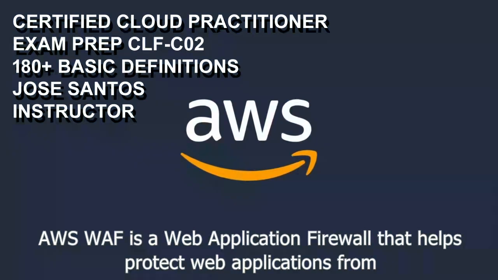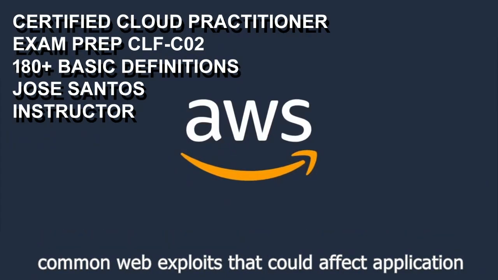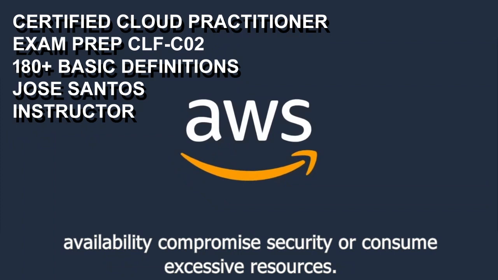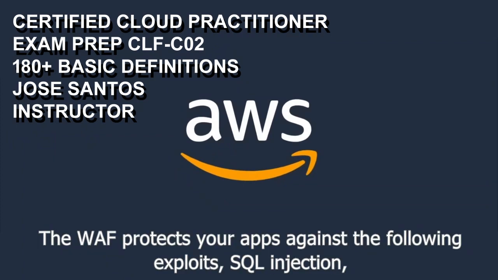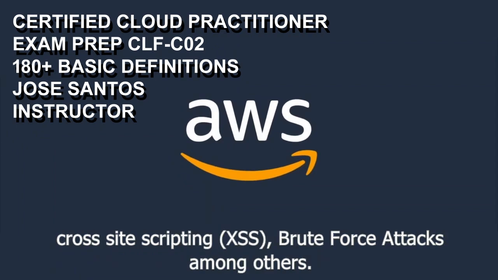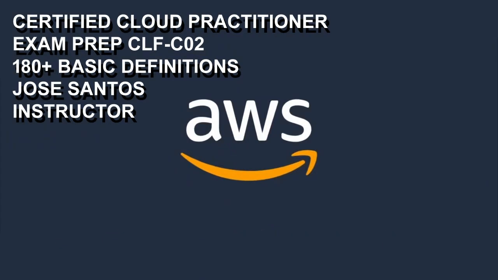AWS WAF. AWS WAF is a web application firewall that helps protect web applications from common web exploits that could affect application availability, compromise security, or consume excessive resources. The WAF protects your apps against the following exploits: SQL injection, cross-site scripting, XSS, brute force attacks, among others.